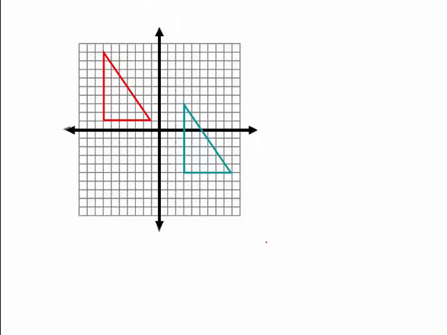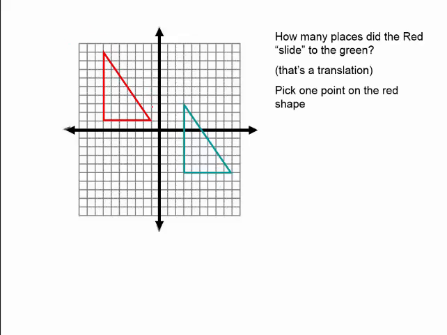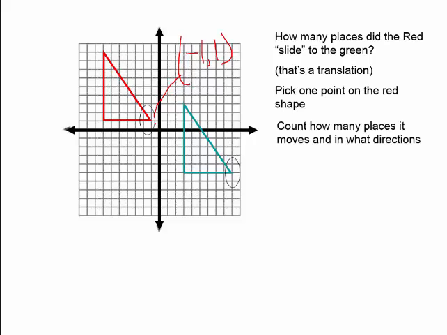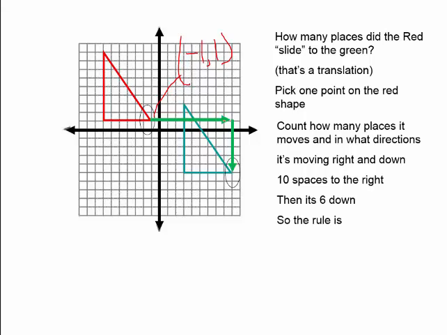Okay, so this is an example of a translation. The red goes to the blue. So let's talk about what kind of translation this is. Let's pick a point on one shape. I'm going to pick a point on my red shape. That's -1, 1. I'm going to pick the same exact point on my blue, and I'm going to figure out how I went from red to blue. So to go from red to blue, I went 10 spaces to the right, and then I went 6 spaces down. So my true slide would be 10 right, 6 down.